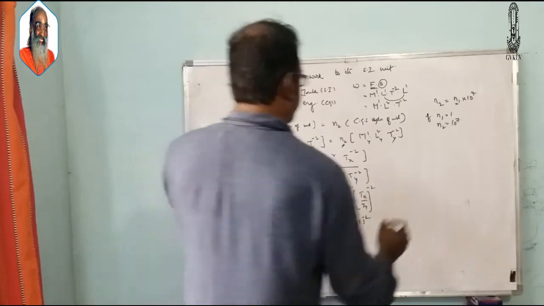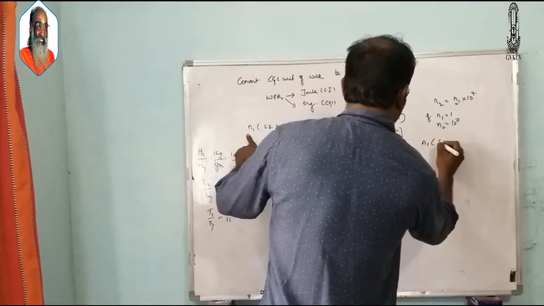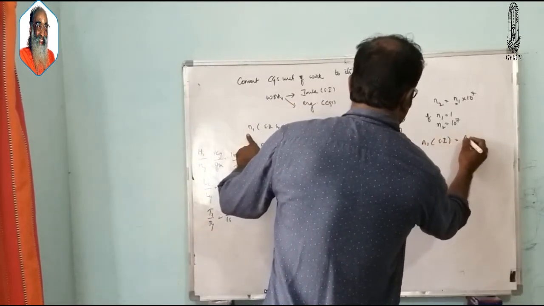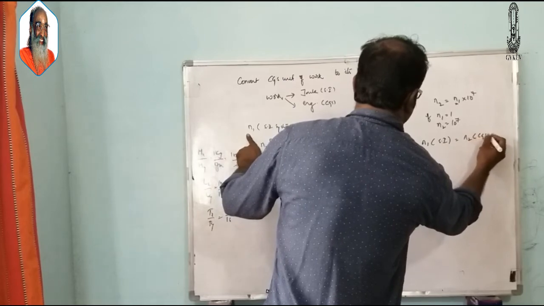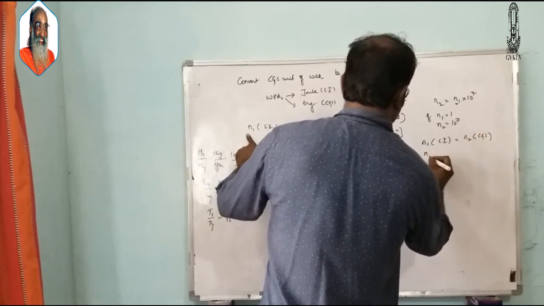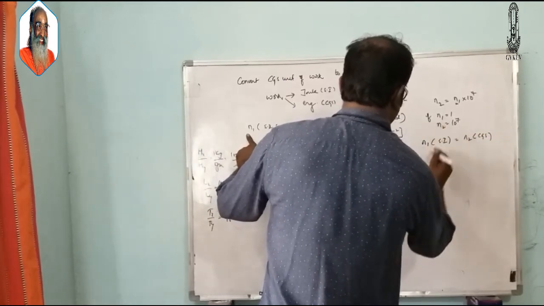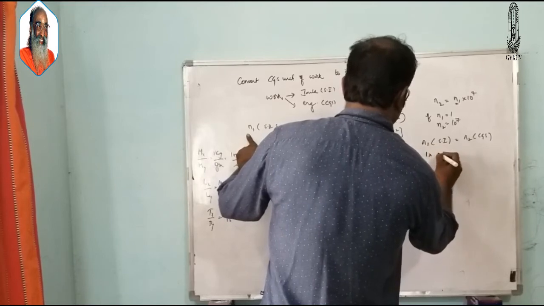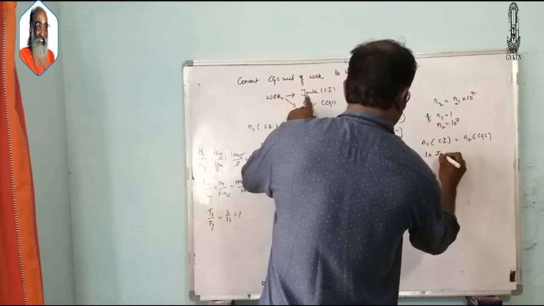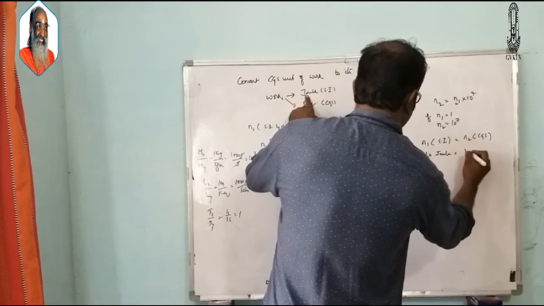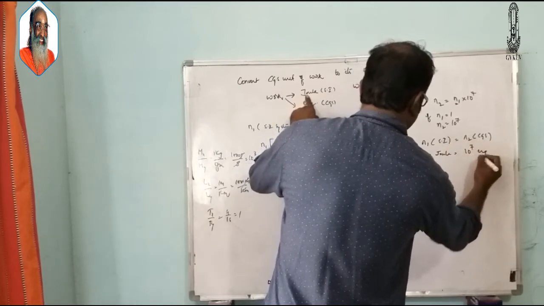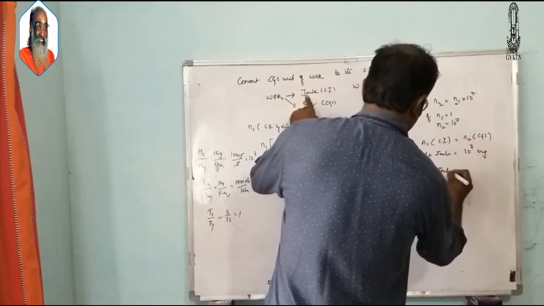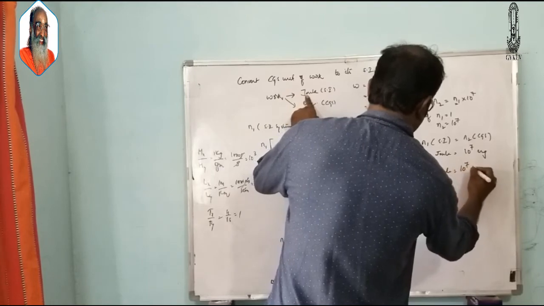So from this, N1 into SI is equal to N2 into CGS. So N1, the value we got, is 1, and the SI unit is joule. N2 is 10 to the power of 7 erg. So 1 joule is equal to 10 to the power of 7 erg.